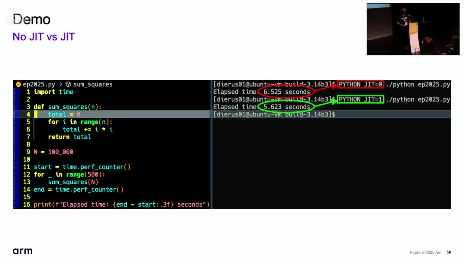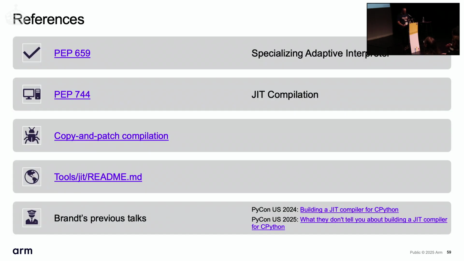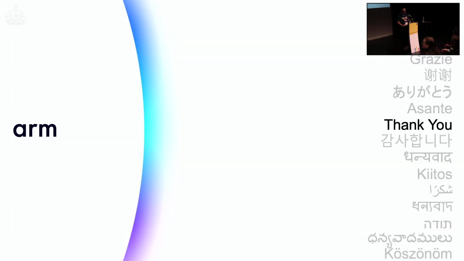And as you can see, the non-JIT version takes 6.5 seconds, while the JIT version runs in about 5.6 seconds. We get a 16% speedup in this specific case, just by setting an environment variable. So there are no code changes, no extensions. This is just by enabling the JIT in CPython. Again, this is a very small example, but it shows how even a small loop can benefit from it. These are a few references I used to create the presentation. I'll leave them here for later consultation.